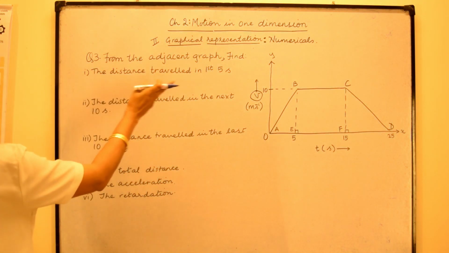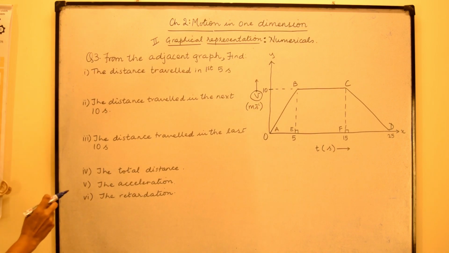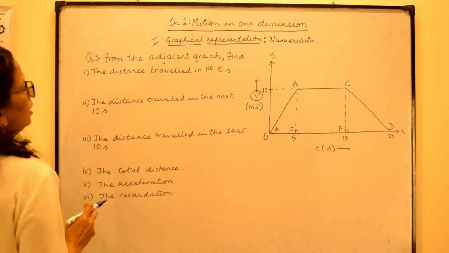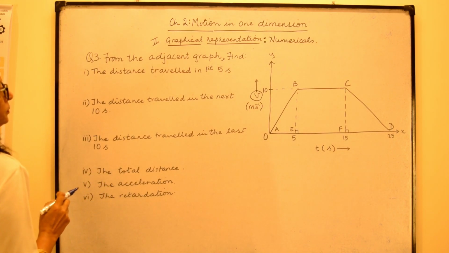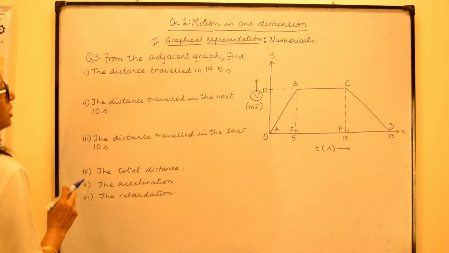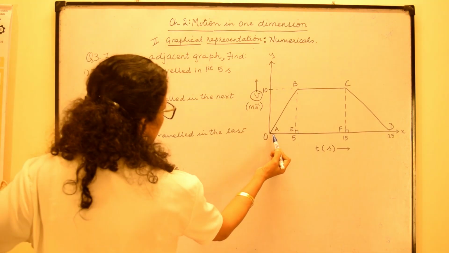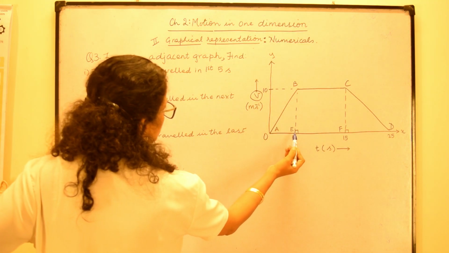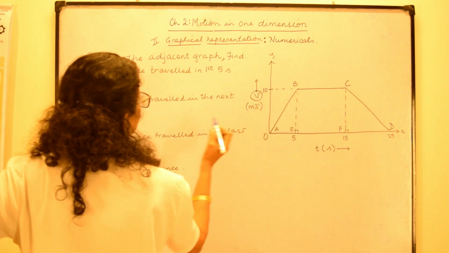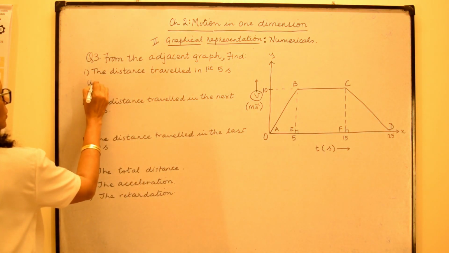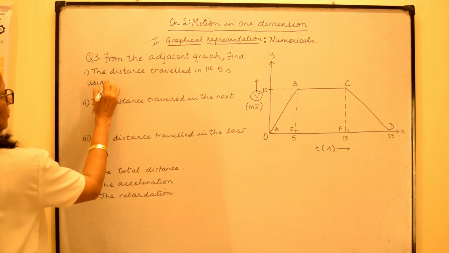So let us look at this. So from the adjacent graph, find the distance traveled in the first 5 seconds. Now from first 5 seconds we have from here to here, so we have to use AB. So we will write using AB.